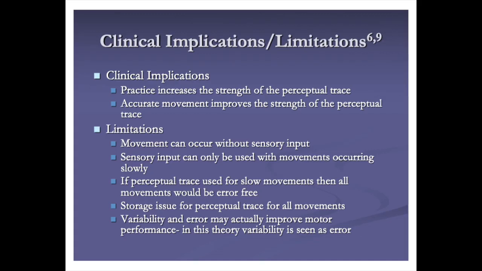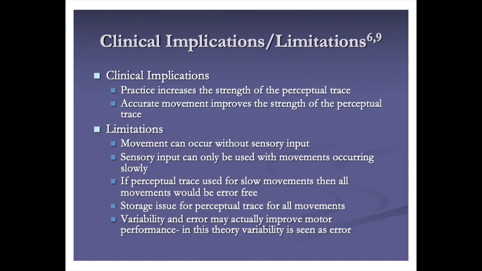What we also know is variability and error actually improve our motor performance a lot of times. So then how would that help with the perceptual trace? Because if you make an error, that actually could damage a perceptual trace or cause a problem. It certainly wouldn't improve the perceptual trace. So in that case, Adam's closed loop theory really doesn't work.